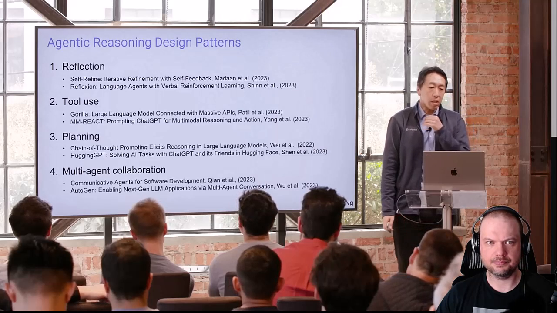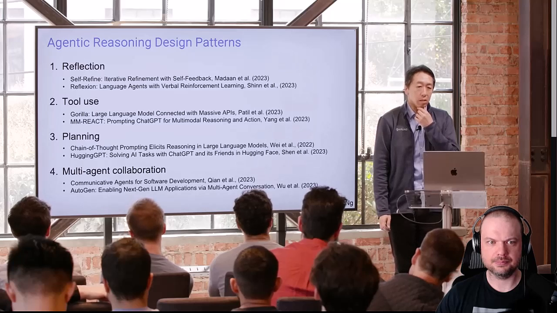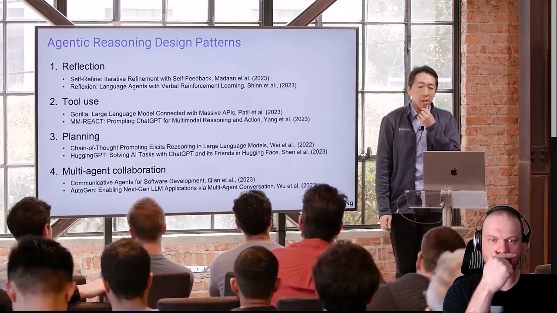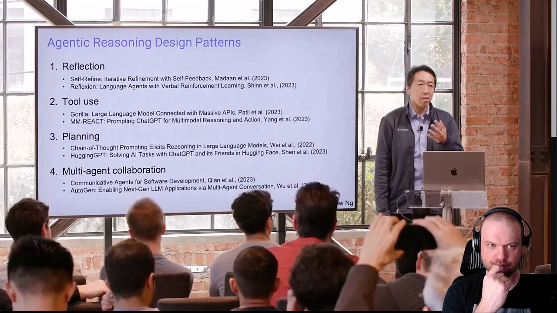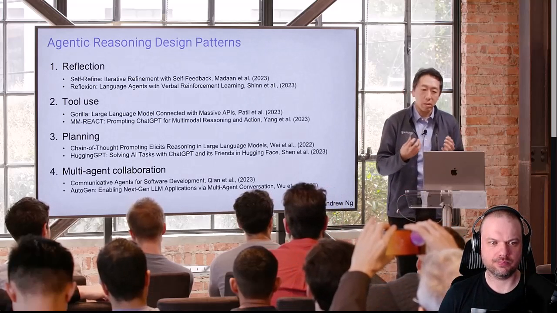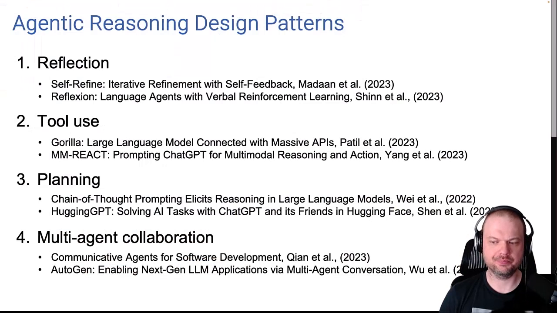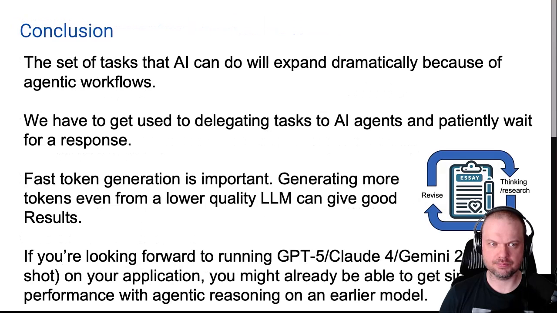So just to summarize, I think these are the patterns I've seen, and I think that if we were to use these patterns in our work, a lot of us can get a productivity boost quite quickly. And I think that agentic reasoning design patterns are going to be important. This is my last slide. I expect that the set of tasks AI could do will expand dramatically this year because of agentic workflows.